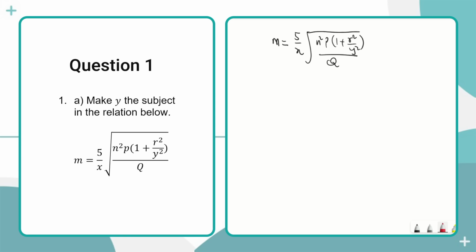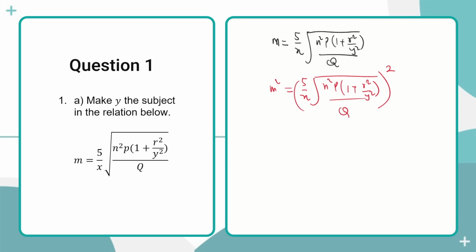So the first thing you must do is to square both sides so that we can eliminate the square root, right? Once you have any question in change of subject with a square root, you have to square both sides. So we have m squared equal to 5 over x times the square root of n squared p, 1 plus r squared all over y squared, all this over q. We square that side as well.